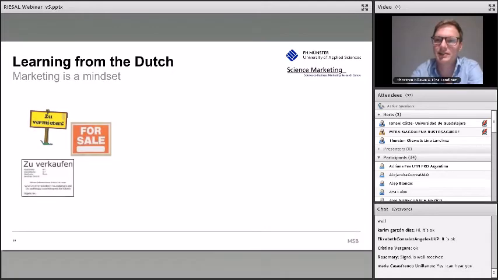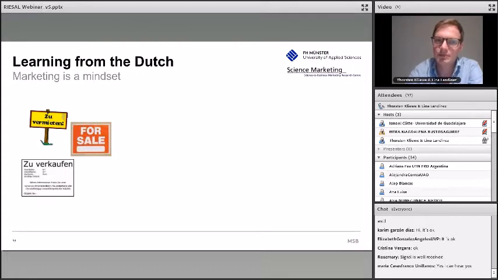So it is primarily also a mindset. Coming back to the idea of communication, and I would like to illustrate this marketing mindset through an example. When you try to sell a house, normally you put out a sign such as this, for sale. You put that in your front yard. Or in German, it would mean zu verkaufen, so to sell or for sale.